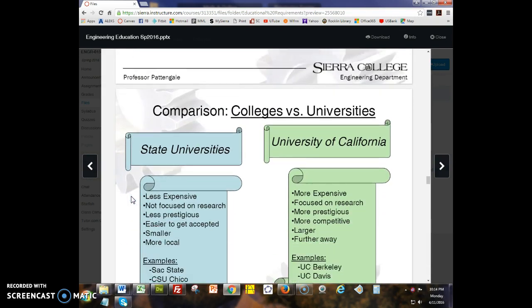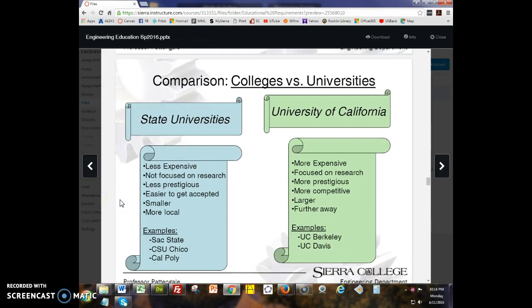So the next thing I'm going to talk about is how to choose a college. And there's a big difference between the state universities, the CSUs, and the University of California UCs. So I talked a little bit about that. The CSUs mostly aren't allowed to grant doctoral degrees, PhDs. That's the University of California, the UC system. So the UC system is more focused on research. The CSUs are a little more focused on teaching. They also do research, but not as much.